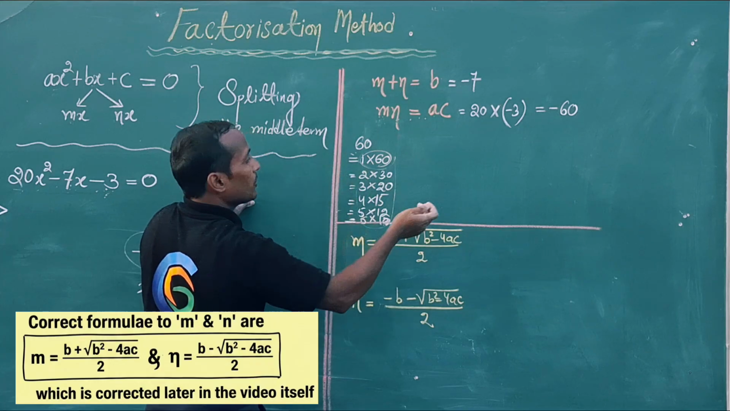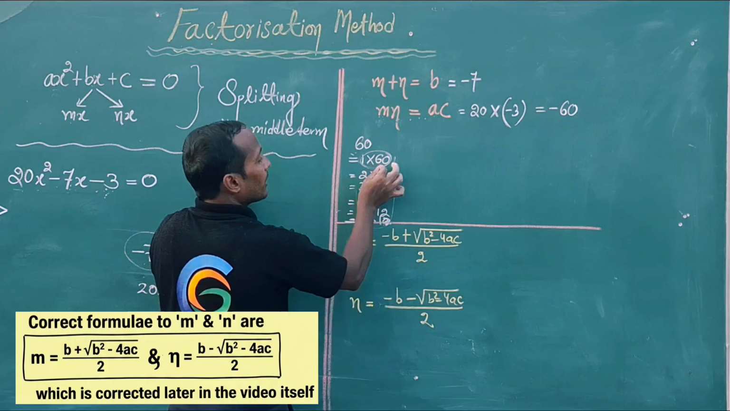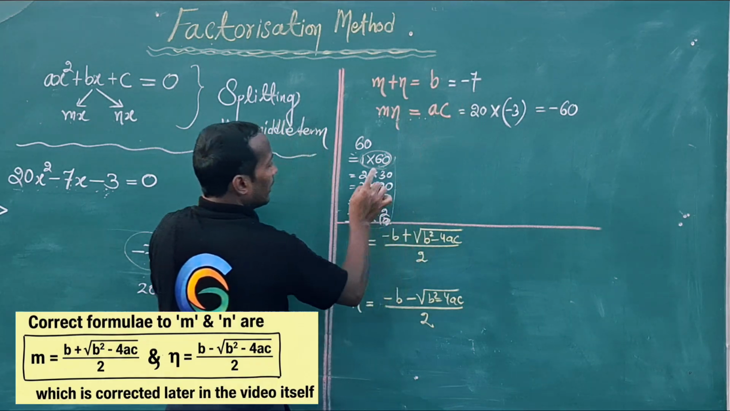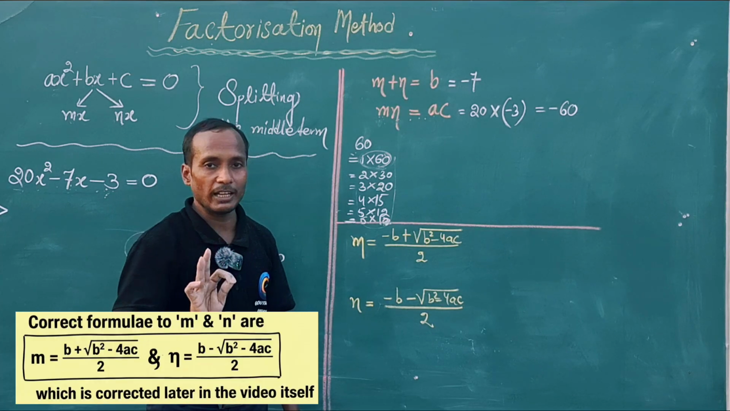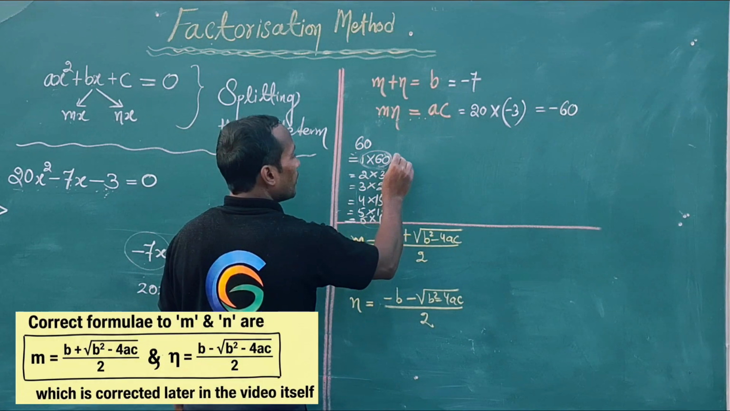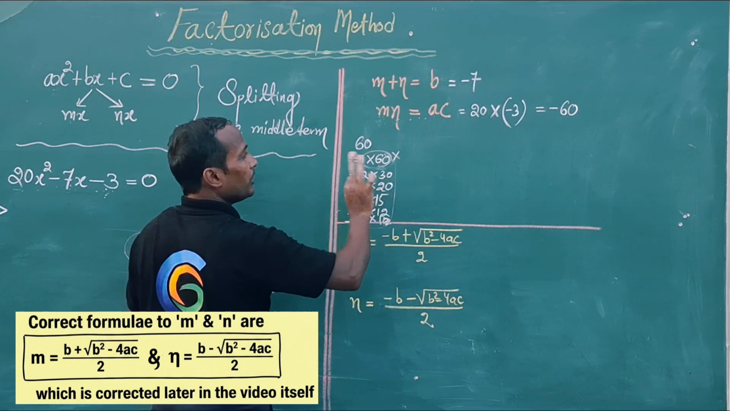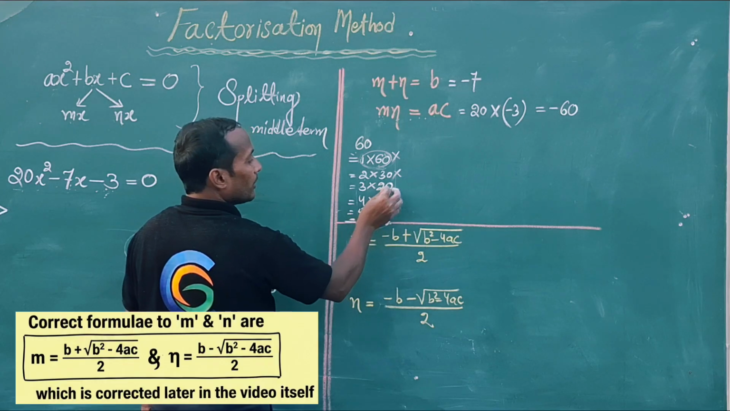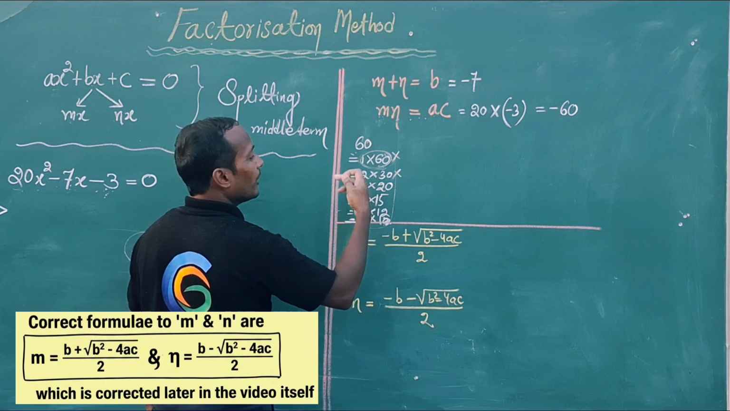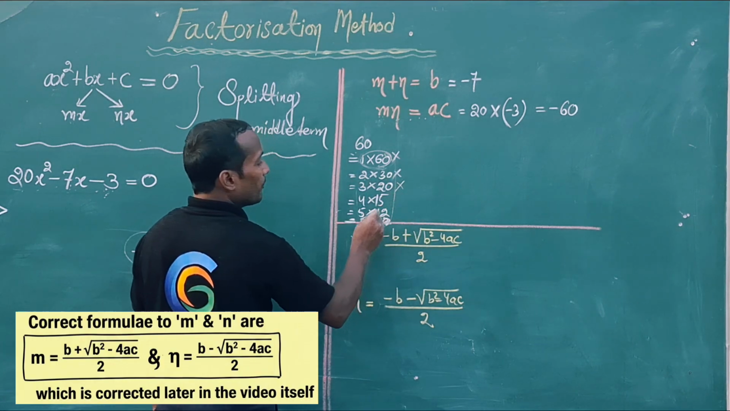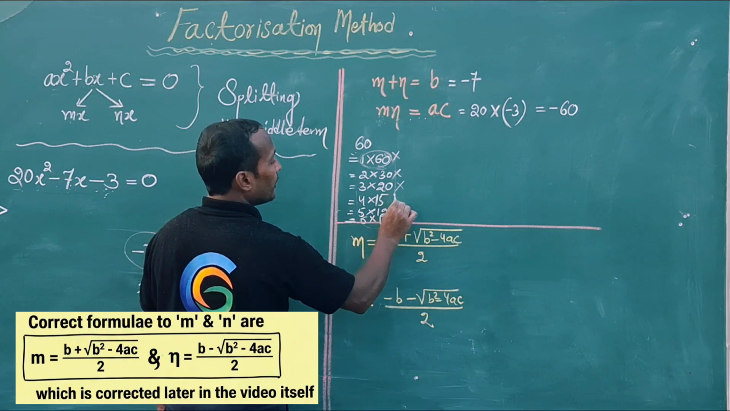Now which pair of numbers is our required m and n? Check each pair and see whether their sum or difference gives you 7. 60 and 1: the sum is 61, the difference is 59. You are not going to get 7, so this pair is rejected. 2 and 30: 30 plus 2 is 32, 30 minus 2 is 28. Rejected. 20 and 3: 20 plus 3 is 23, 20 minus 3 is 17. Rejected. 4 and 15: 15 plus 4 gives 19, 15 minus 4 gives 11. This is also rejected.